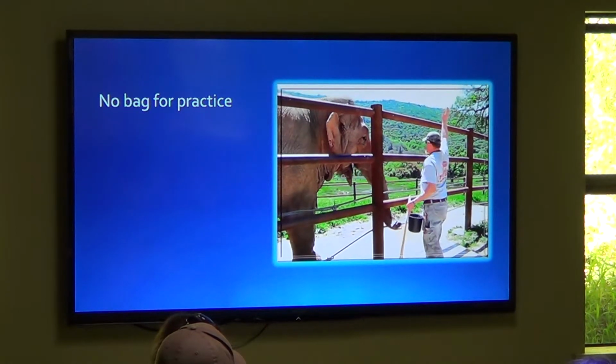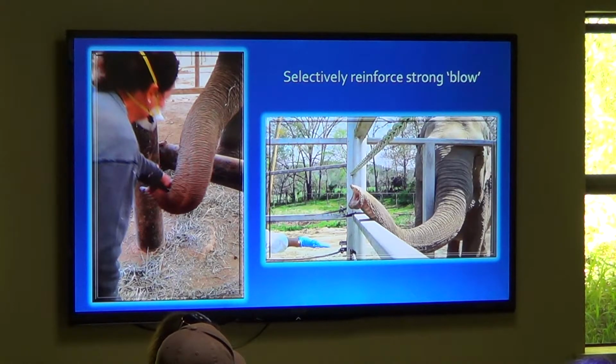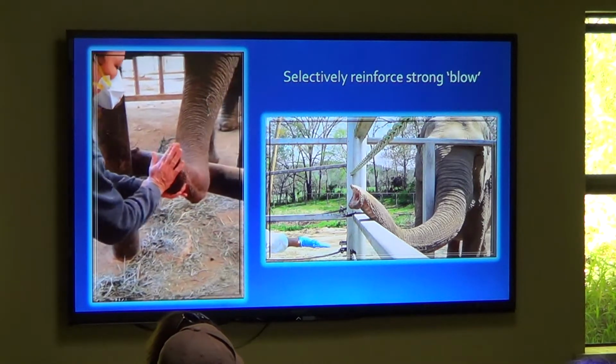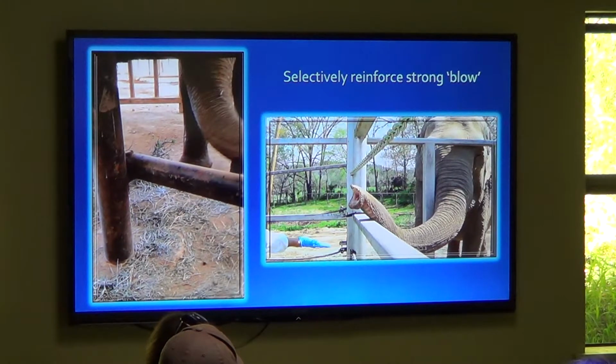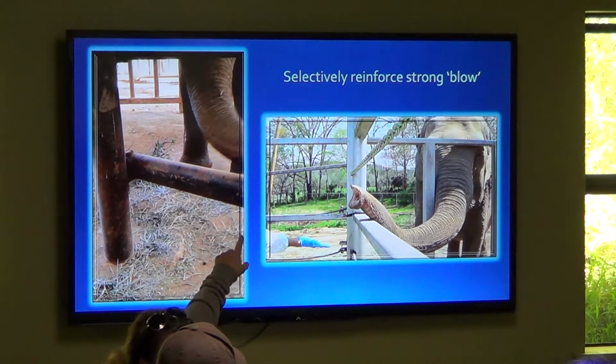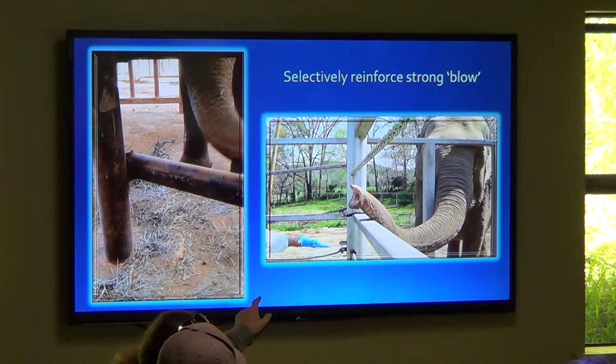So the idea here is there are a lot of different small approximations that you can make when you encounter a problem, particularly with a complicated, multifaceted behavior like this. Again, just reinforcing this aspect of the behavior, which is blow. Usually on the elephant, we can take their trunk and feel when they exhale, and then selectively reinforce a stronger and stronger blow. And so watch the trainer's hair right up at the top.